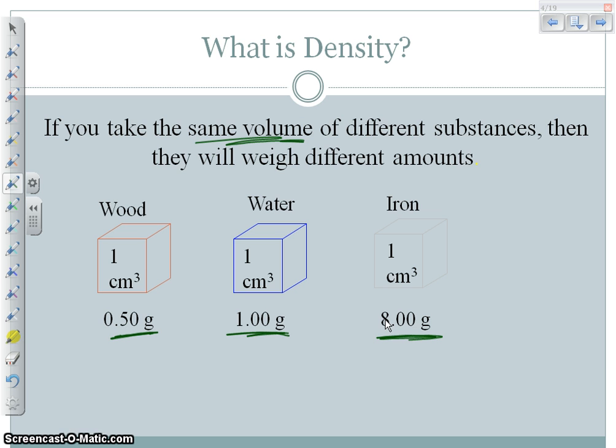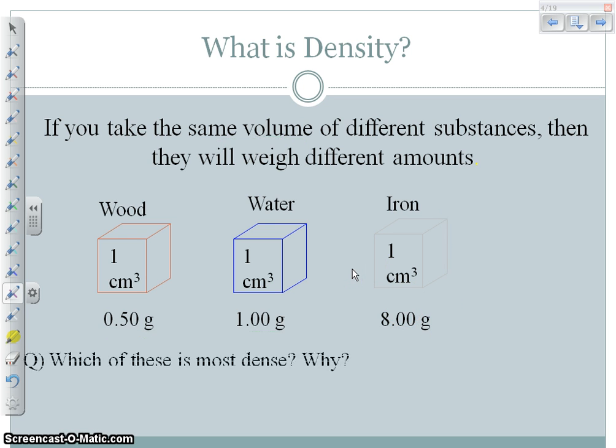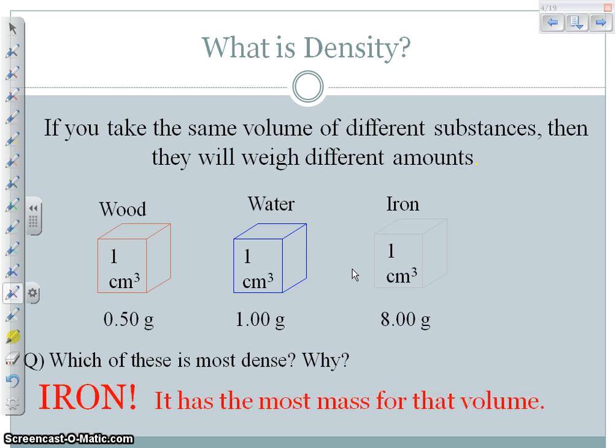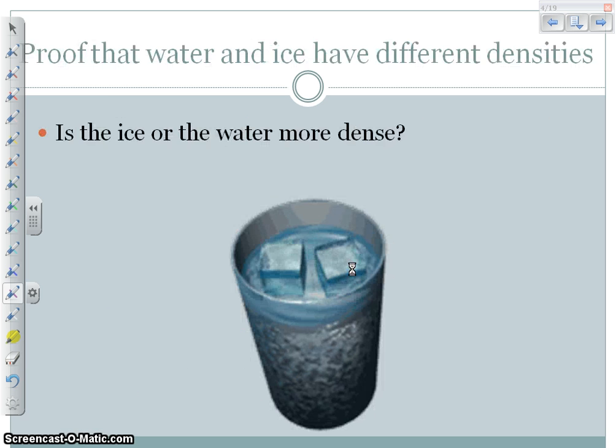I hate to even say likely. Which of those would have the greatest density? That would be our iron, because we have the most mass for the same volume. Okay. So which of these is most dense? Iron, and it has the most mass for that given volume.